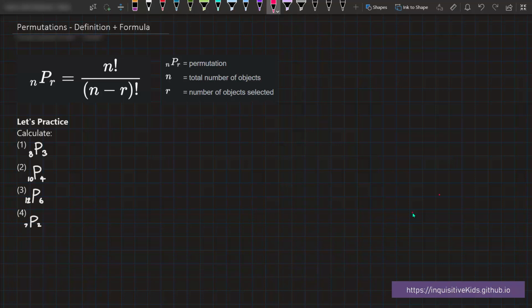So let's first discuss what a permutation is. A permutation is a way to select a few objects out of a total amount of objects. This helps us calculate how many different ways we can select those objects in an order. So that was a bit complicated, but let me show you what I mean.